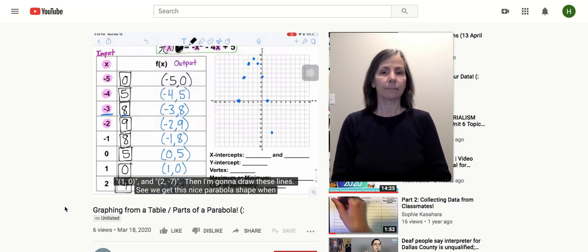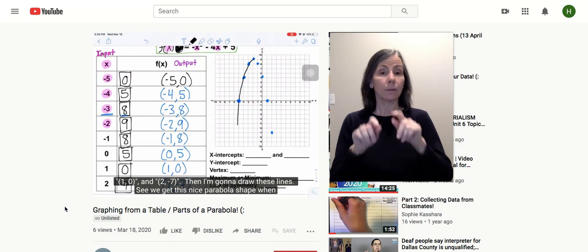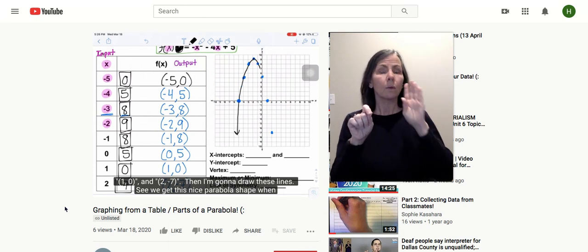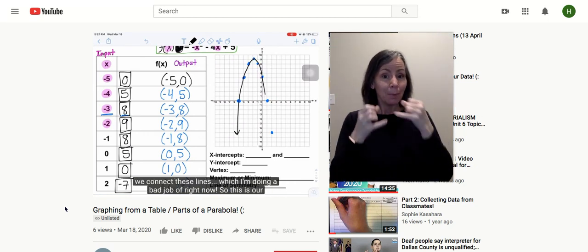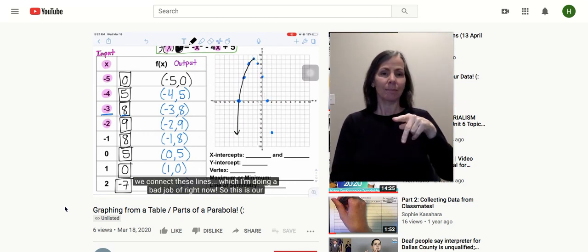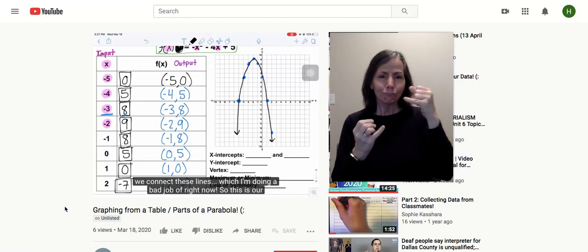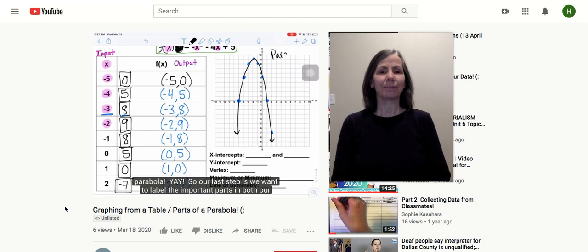I'm going to draw through these lines. See, we get this nice parabola shape when we connect these lines, which I'm doing a bad job of right now. So this is our parabola. Yay!